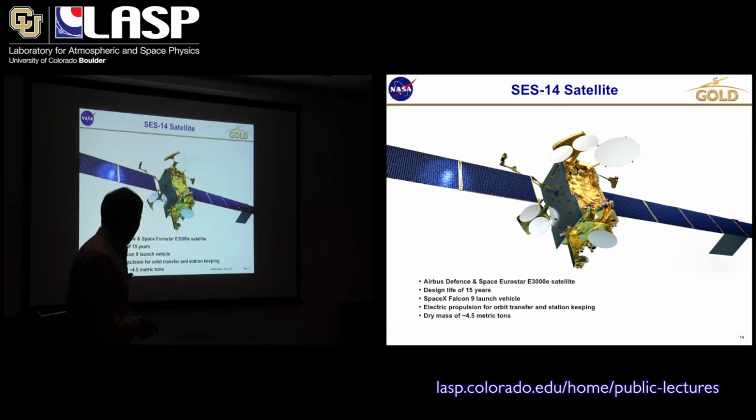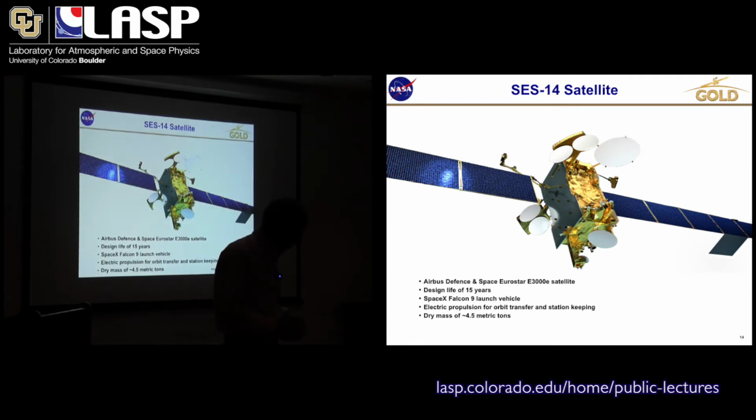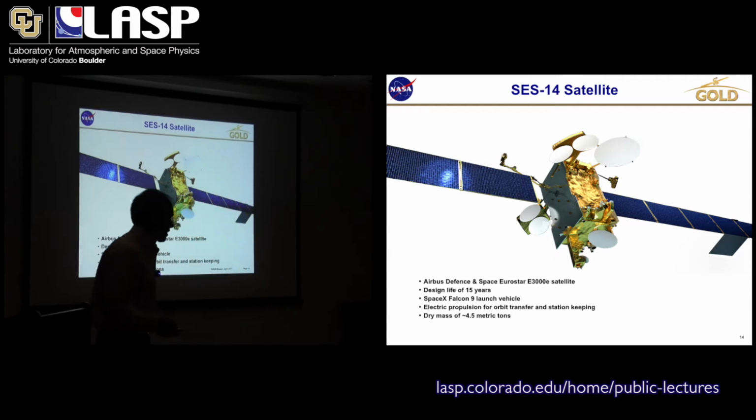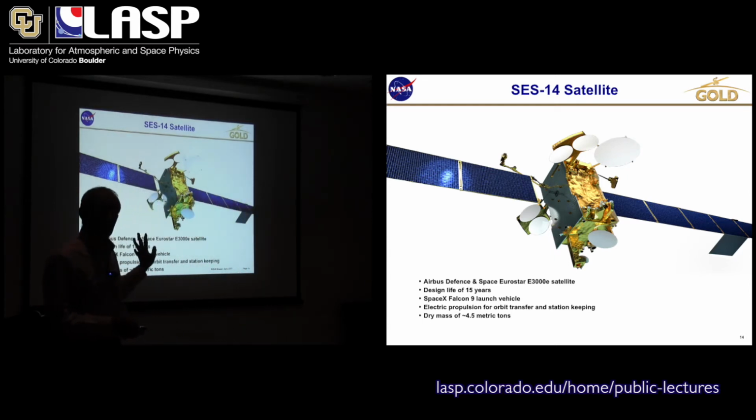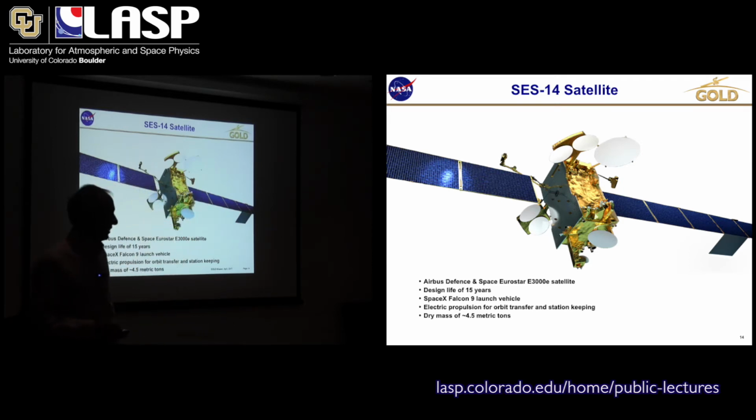I think I mentioned the launch vehicle. That's what we're still slated to go on. I talked about the electric propulsion already, and the dry mass is approximately 4.5 metric tons. So these things are pretty substantial satellites. It's light because of the electric propulsion. You have big tanks of xenon. That makes that sucker really light. Only 4.5 tons. That's what they tell me.